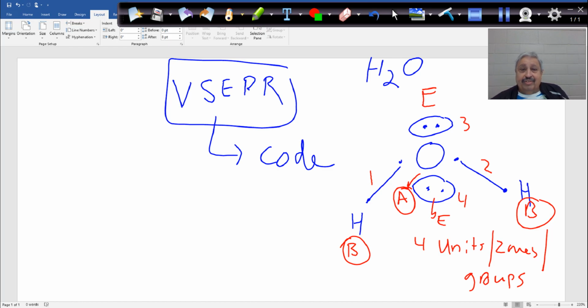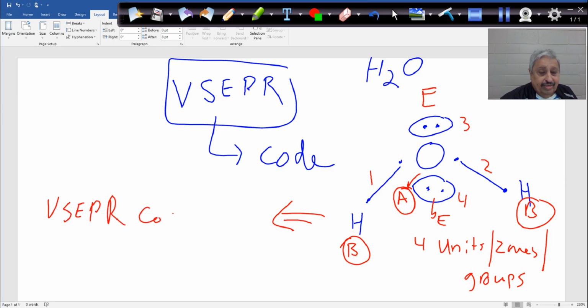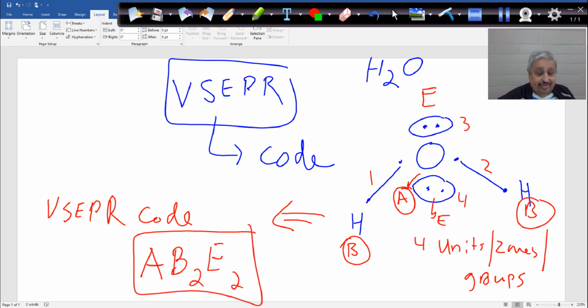So what is the whisper code of this H2O? It turns out to be what? So the VSEPR code is what? Somebody tell me. AB2E2. That's the code of it. Okay? Everybody's following, correct?